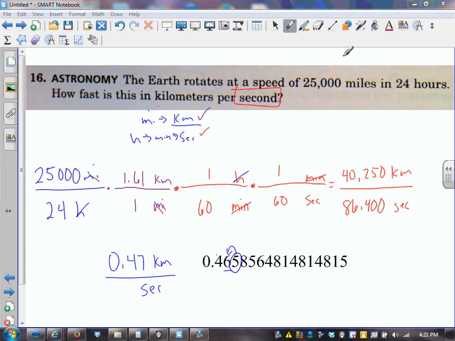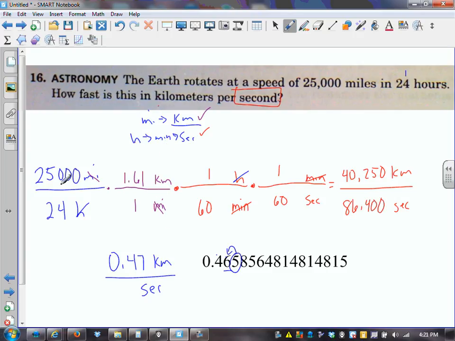So this is a rate, miles per 24 hours. Right? It's not a unit rate because it's not per 1 hour, but it's per 24 hours, so it still is a rate. And they want to change it to the unit rate of kilometers per second. Right? And I showed that to get from miles to kilometers, just miles straight to kilometers, but then hours, you have to change it to minutes, and then change it to seconds.